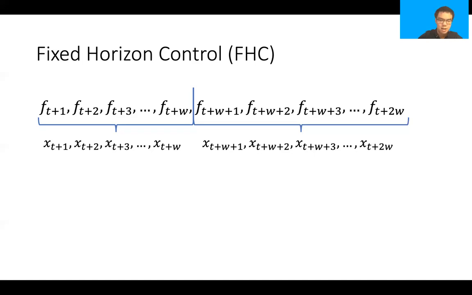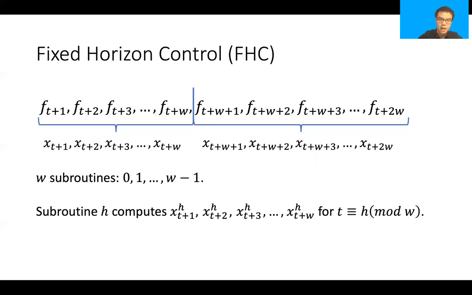Notice that this is how a subroutine of AFHC works. And depending on at which time step we compute the decision points, there are W different subroutines of AFHC. And by combining them together, we can obtain an algorithm which has a competitive ratio that converges to 1 as more predictions are available. This works in many applications and problem settings.